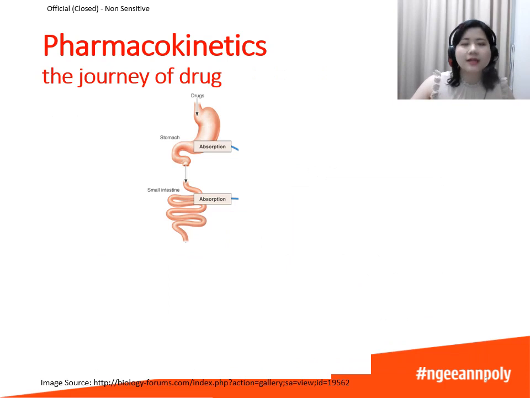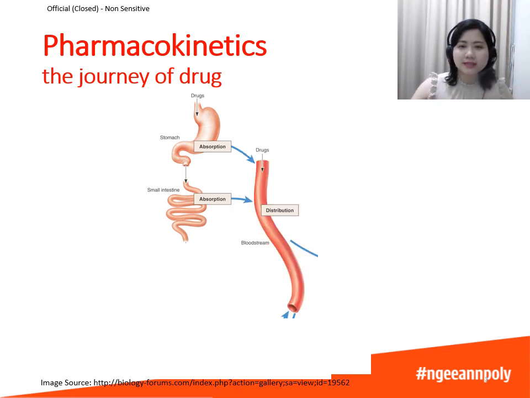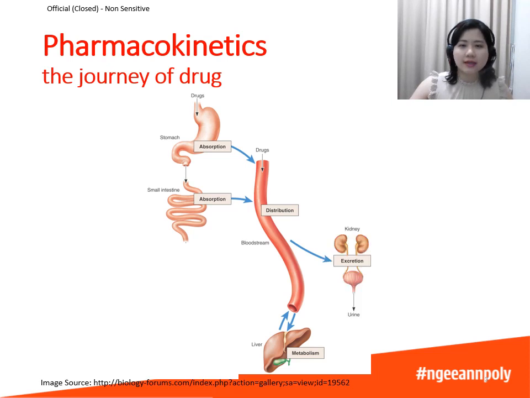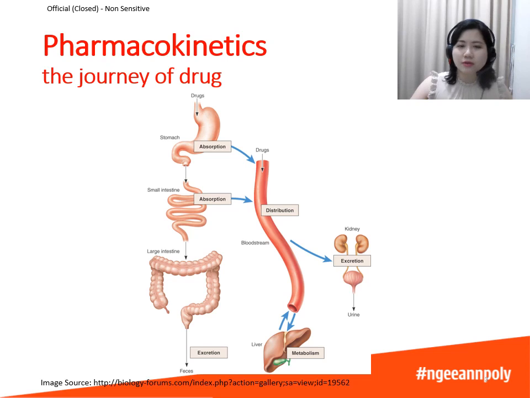For example, after an oral drug is administered, it is absorbed from the stomach and small intestines into the blood circulation. Through the blood circulation, the drug is distributed to the rest of the body. The drug is metabolized in the liver and excreted by the kidneys into the urine. Some of it could also be excreted in the feces.